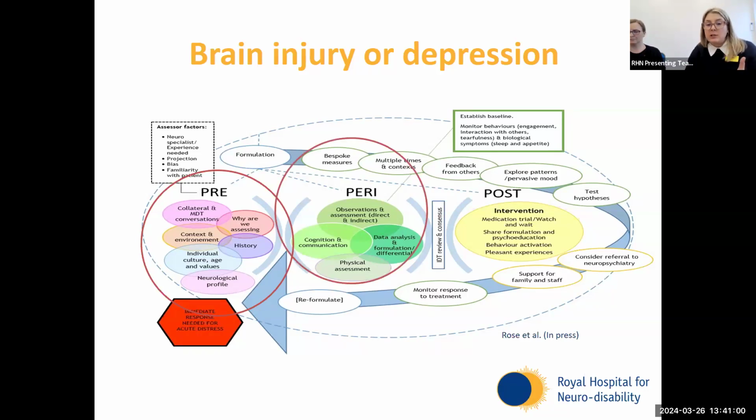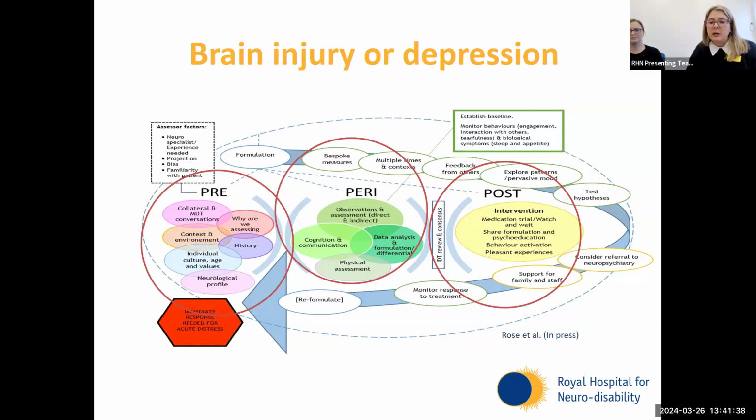Your peri is then your actual assessments that you're doing, your hypothesis testing. You're making bespoke measures fit to the person. You're having that clinical interview. You're then taking that back to interdisciplinary team chats to have a think about what everybody else is learning and how that relates to what you're seeing. Post would be the intervention. So if you think it's mood, do we trial medication? Do we look at some behavior activation and see if that improves things? Or if we think it's cognition, do we think about scaffolding that cognitive impairment and seeing if that removes the barrier that these patients are displaying to engaging in rehab?